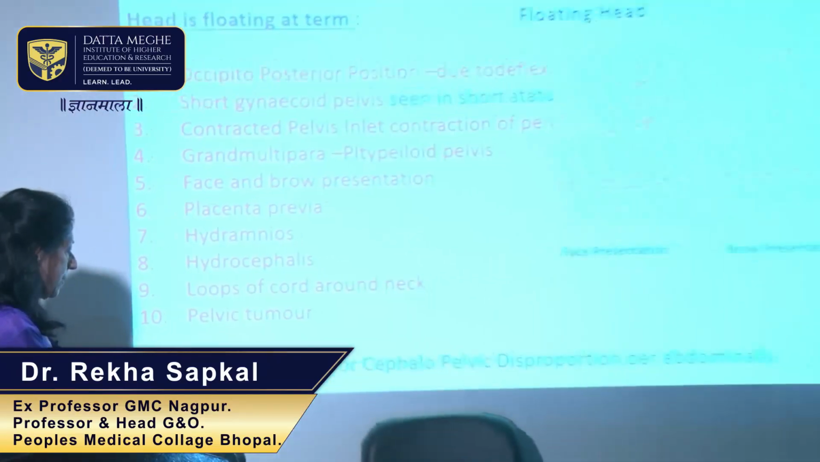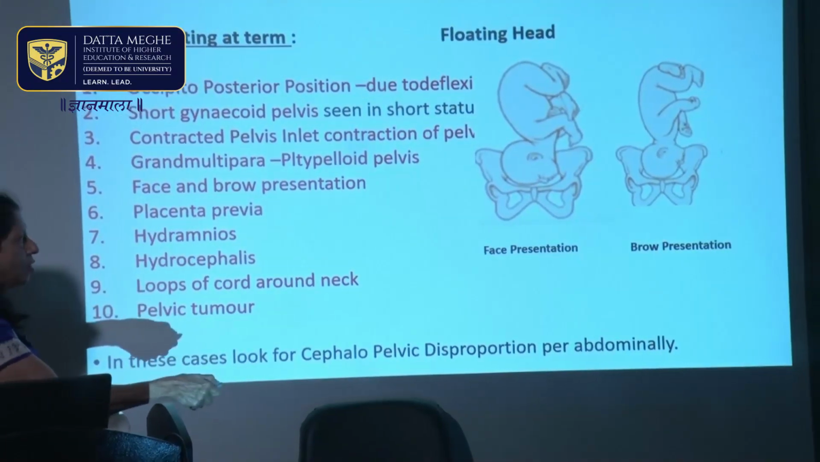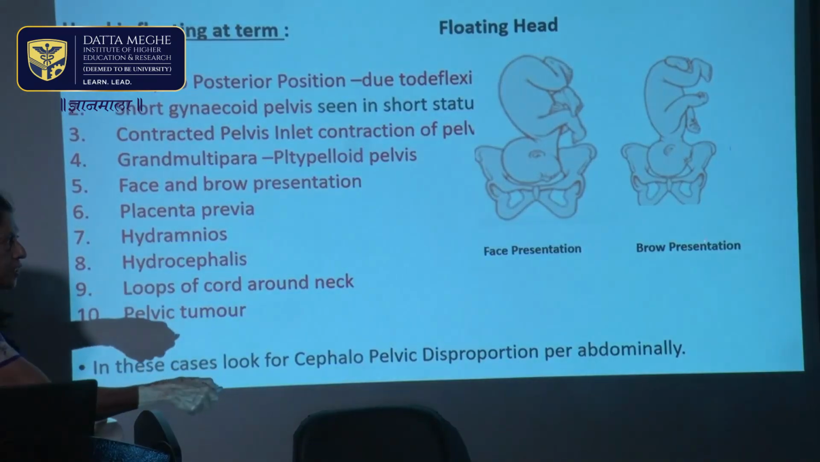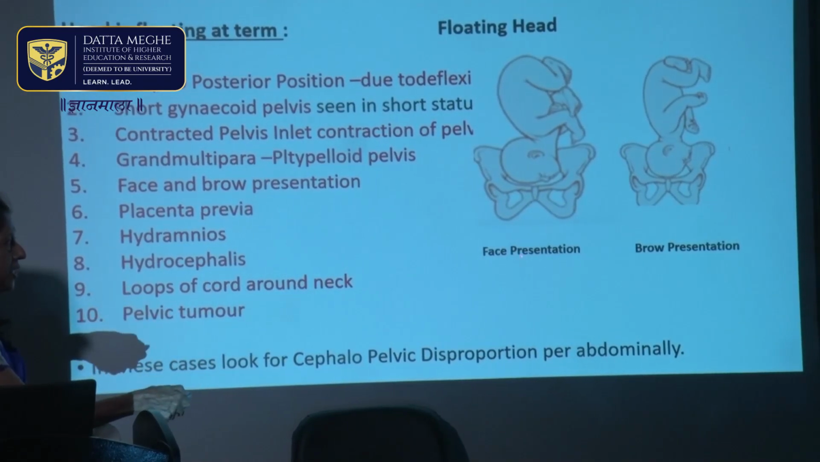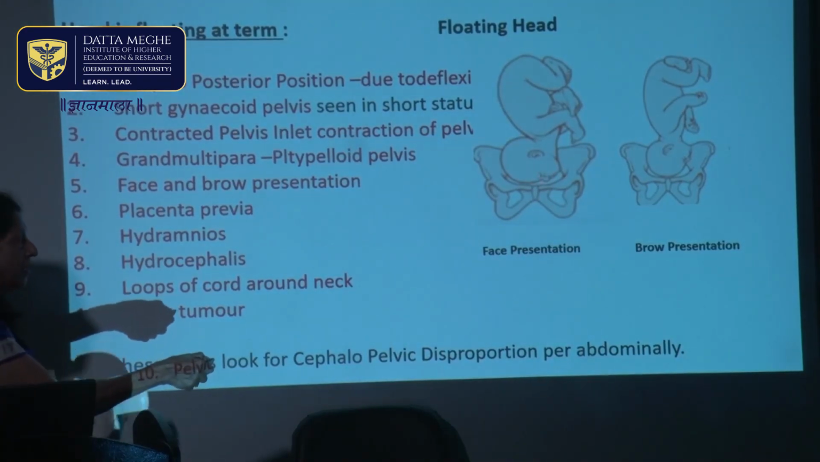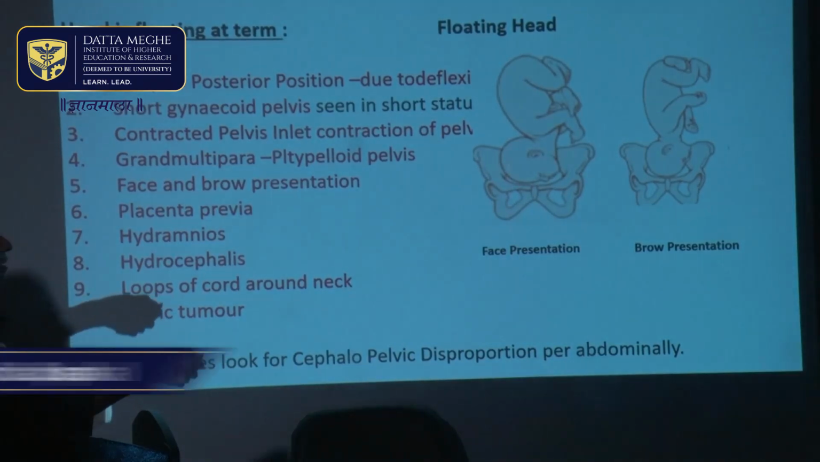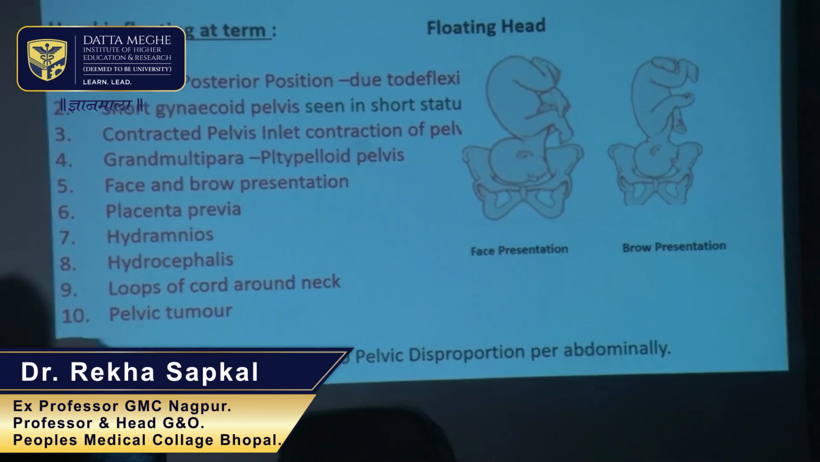Next, face and brow presentation we have learned here. In face presentation the diameter of engagement is more. In brow presentation the largest diameter of engagement is there, that is verticomental, 13.25 centimeter. Here in face presentation the diameter is more, but it is an irregular face, that is why the head will be floating in cases of face presentation and brow presentation.